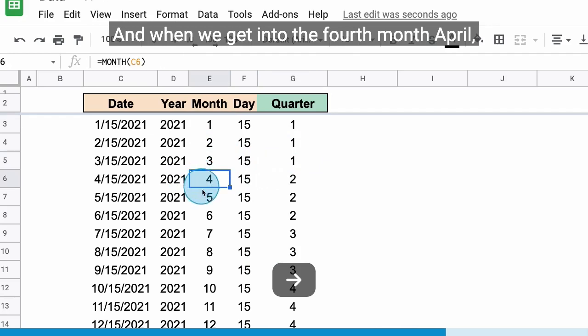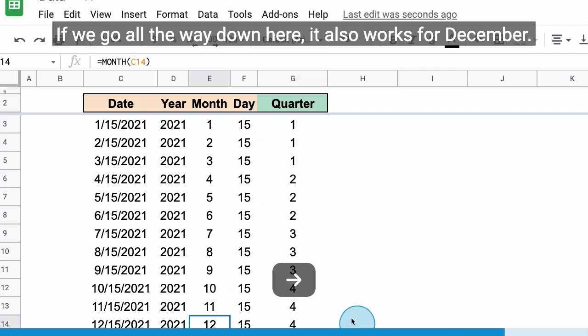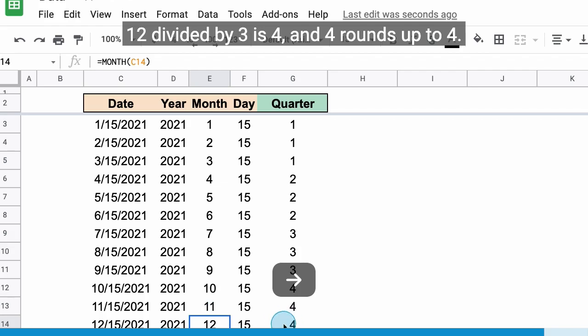And when we get into the 4th month, April, 4 divided by 3 is 1 1/3, and that rounds up to 2. If we go all the way down here, it also works for December. 12 divided by 3 is 4, and 4 rounds up to 4.